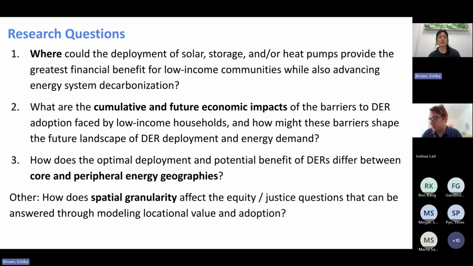And then another question is how does the optimal deployment and potential benefit of DERs differ between core and peripheral energy geographies? This is something I've been thinking about more recently, and trying to think about how historical energy injustices and vulnerabilities might affect where DERs in an idealized deployment would be deployed. And then in addition, this is more methodological, but how does spatial granularity of the modeling analysis affect the equity and justice questions that can be answered, particularly relating to locational value and adoption patterns?